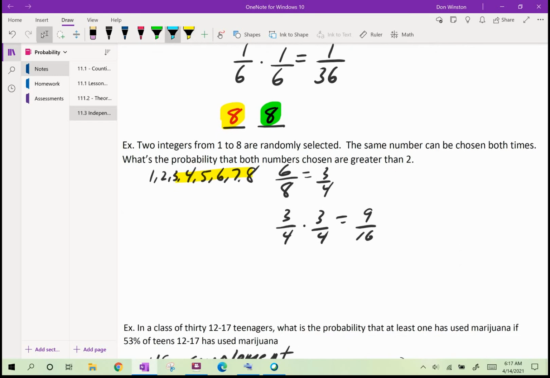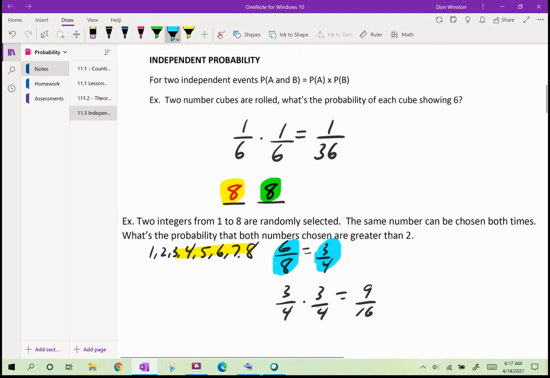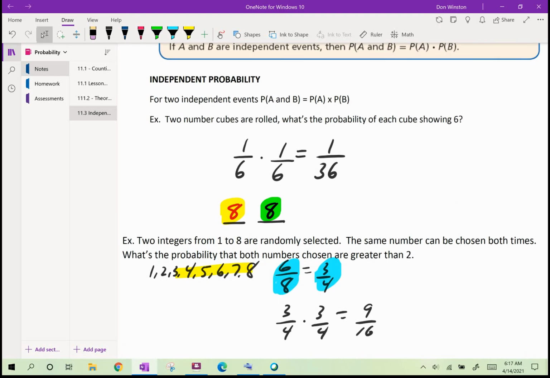Again, each integer chosen only has a 6/8, or 3/4, chance. So again, 3/4 times 3/4 would give you 9/16. The events are independent. The probability of A and B happening is equal to the probability of A times the probability of B.